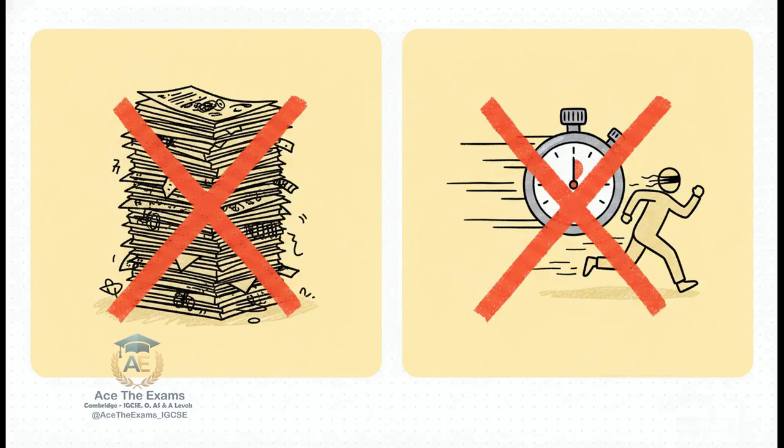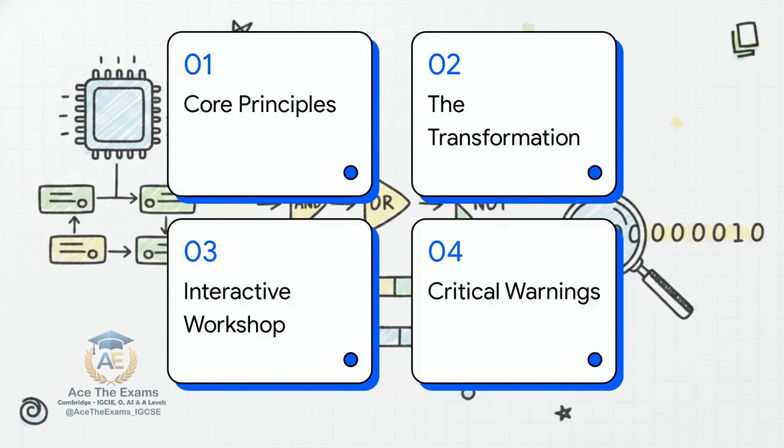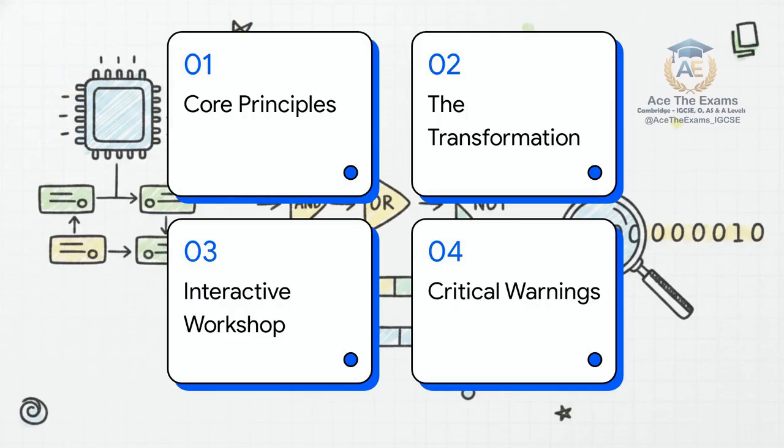Principal examiners specifically and consistently penalize these exact approaches because they completely lack analytical depth. They don't want to know that you've memorized the textbook, they want to see you apply it. So how do we avoid the dreaded red pen? Here is our roadmap for today's explainer. First, we'll cover the core principles. Second, we'll go through a procedural framework to completely transform your answers. Third, we'll jump into a rapid-fire interactive workshop. And finally, we'll break down the critical examiner warnings you absolutely need to know. We are building a bulletproof system today, so let's get into it.